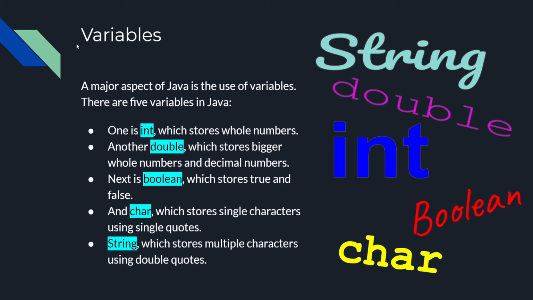We are now on to variables. One of the big things in Java is the use of variables. There are 5 variables in Java, and these are the primitive variable types. The first one we're going to go over is int, which stores whole numbers. Then we're going on to double, which stores bigger whole numbers and decimal numbers as well. Then you have a boolean, which stores true and false. And then a char, which I may be saying wrong, sorry. That stores single characters using single quotes. And then lastly, you have String, which stores multiple characters using double quotes.